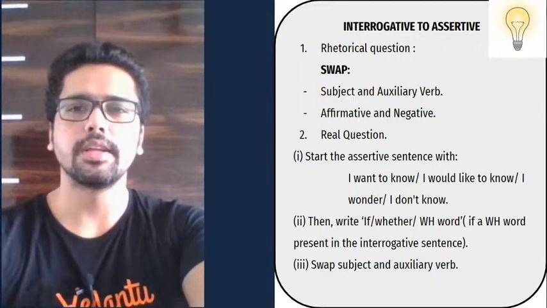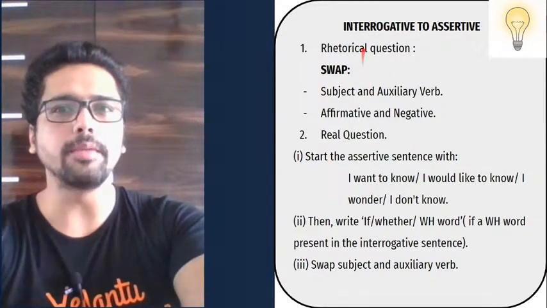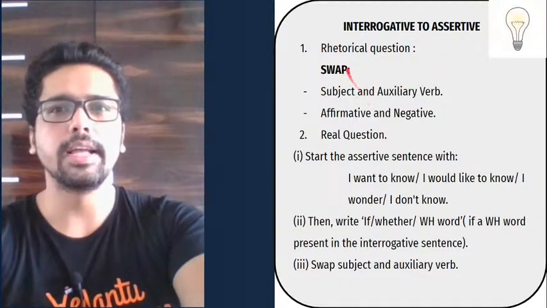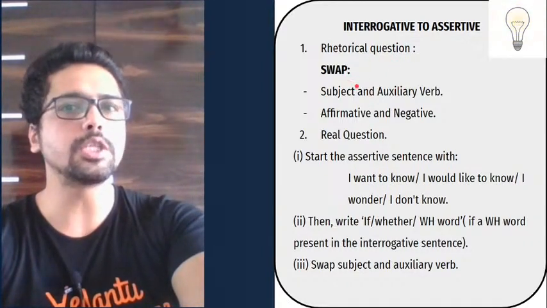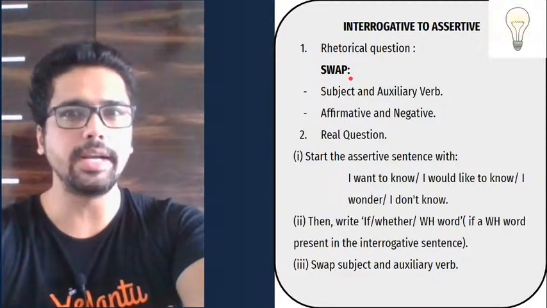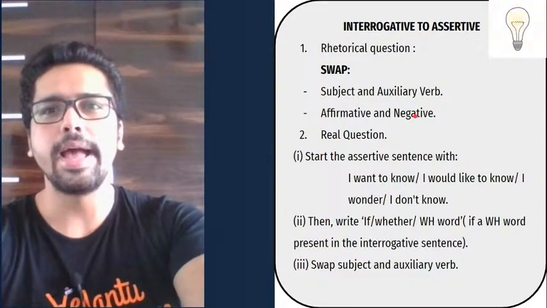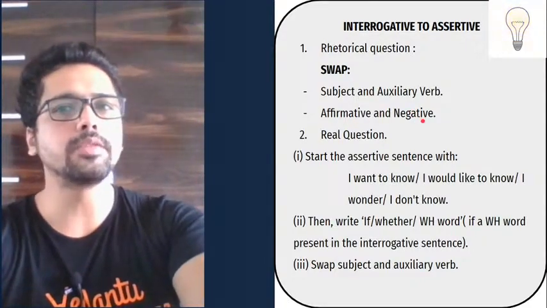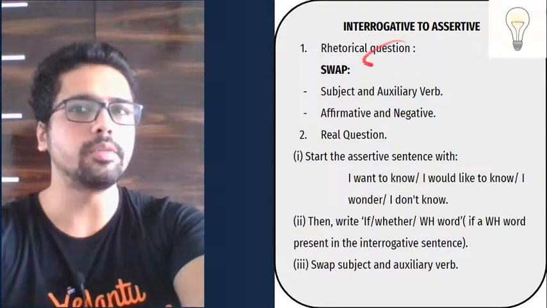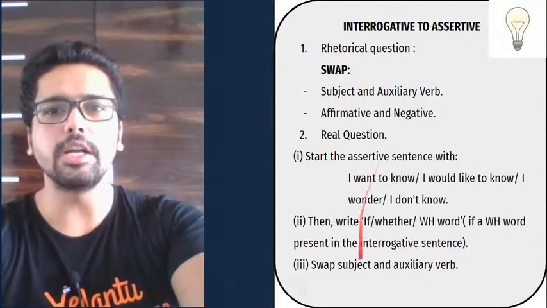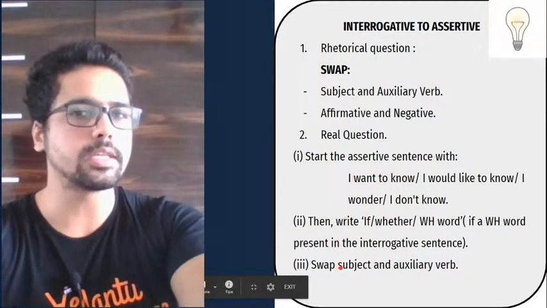Interrogative to assertive. Now, the question can be of two types, guys. It could be a rhetorical question or it could be a real question. When it's a rhetorical question, we simply swap. We interchange subject and auxiliary verb, and the affirmative sentence becomes a negative sentence, and a negative sentence becomes an affirmative sentence. If it's a real question, these are the steps we follow.